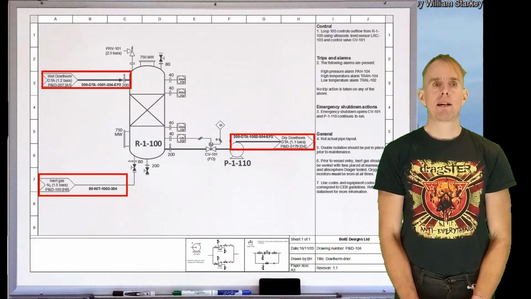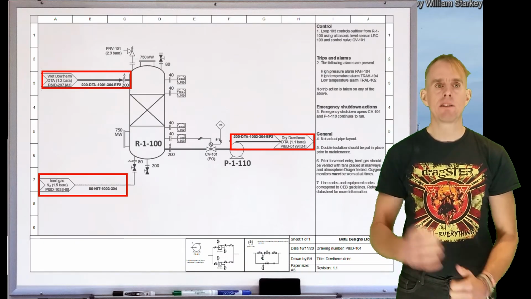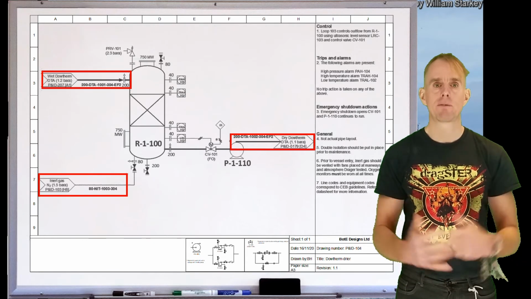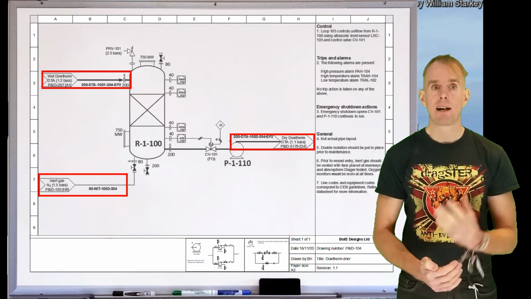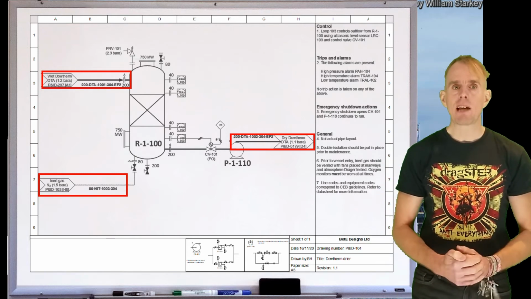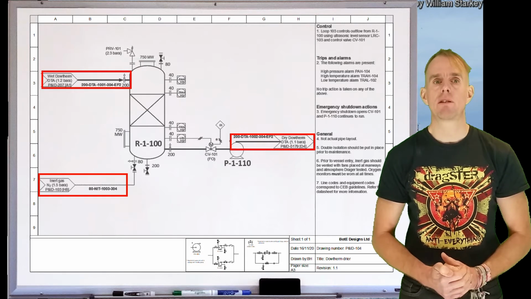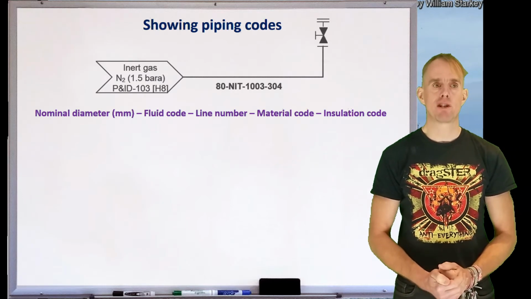Let's zoom back out and look at the P&ID once again. I've highlighted three things. They're all effectively containing similar information. I have an entry or an exit flag, and I have a piping code. Let's examine what each of these things actually has in terms of information.